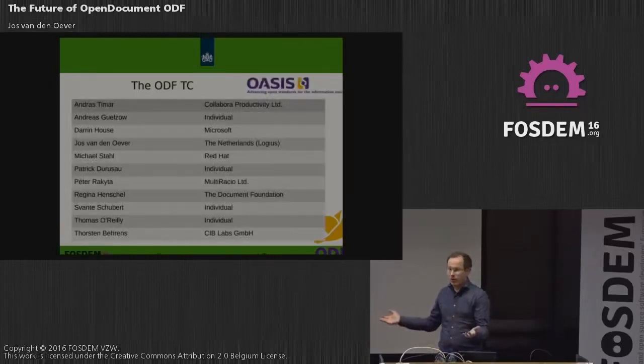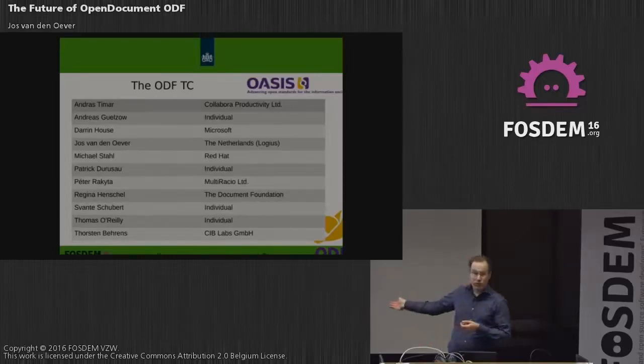Yeah, these are the members of the TC at the moment. These are the people that write the spec. It's nice to know who they are, to know who's involved. You can see that there are 4 individuals, so people who just think it's an important standard, and that's why they join. There's 1 person from Microsoft. There's no person from IBM anymore, unfortunately.